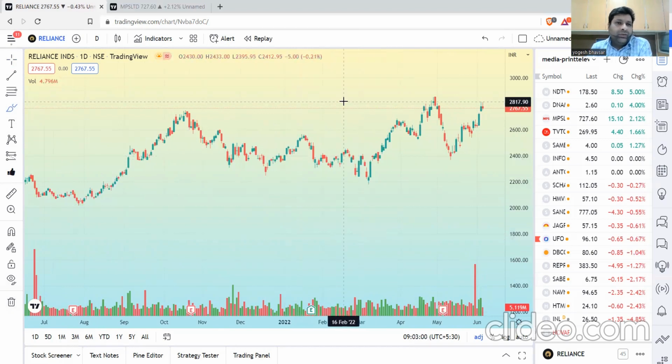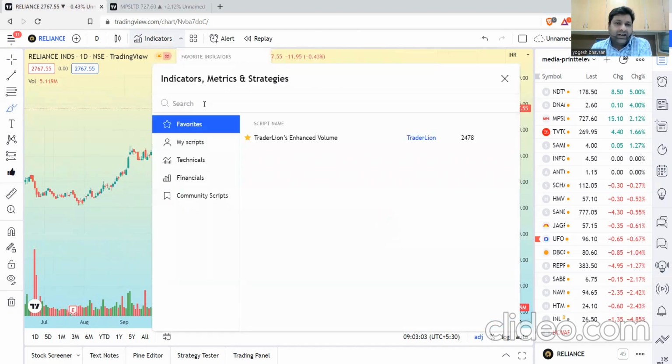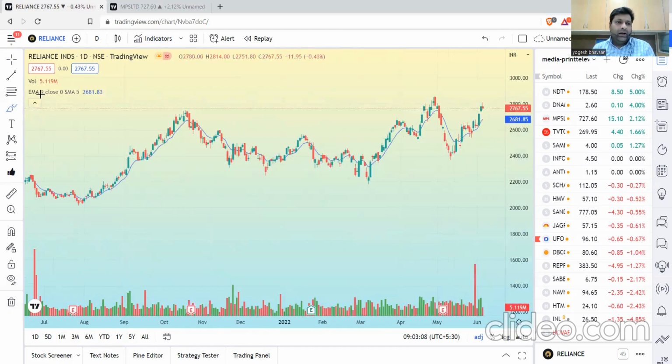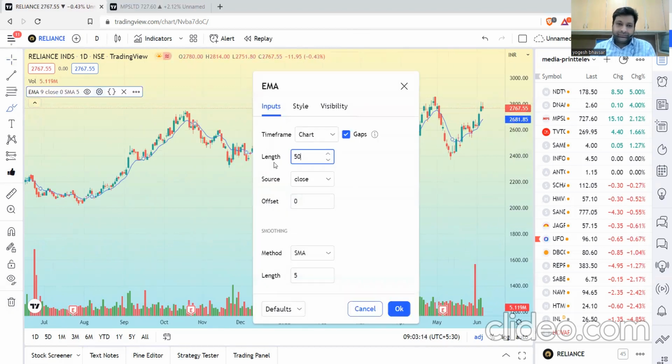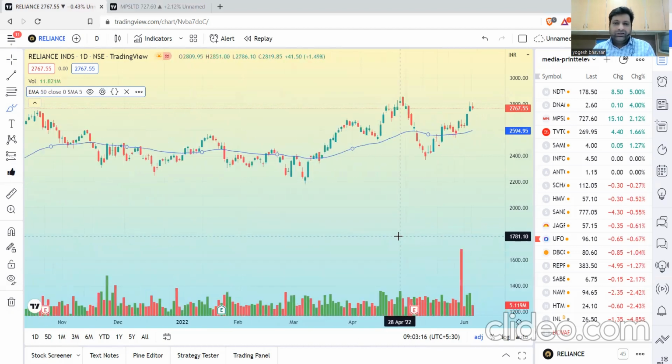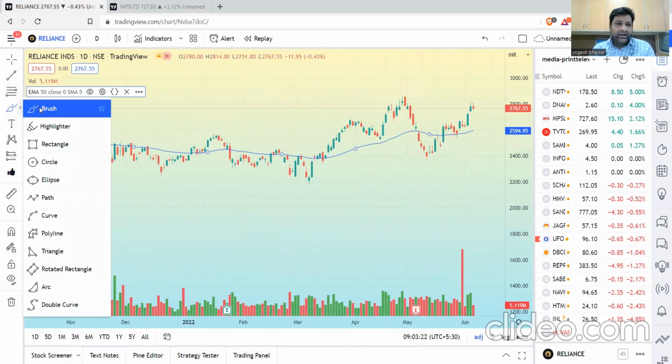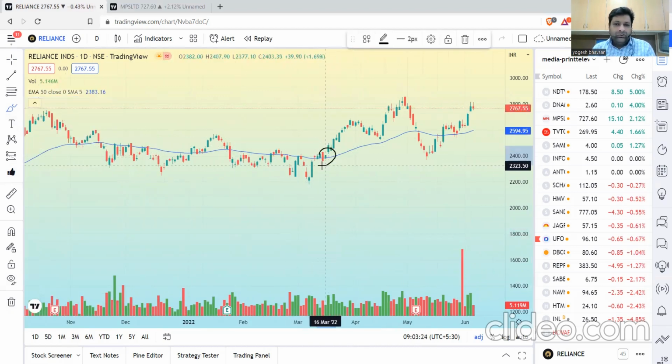The other way is that a lot of people use EMAs. Now let us check EMA. Consider I take EMA, and by default this shows me 9. Let me turn it to 50. Now this is 50 EMA. A lot of traders take the entry at the bounce of 50 EMA, and consider you have taken a trade over here and you exit when the trade closes below 50 EMA.